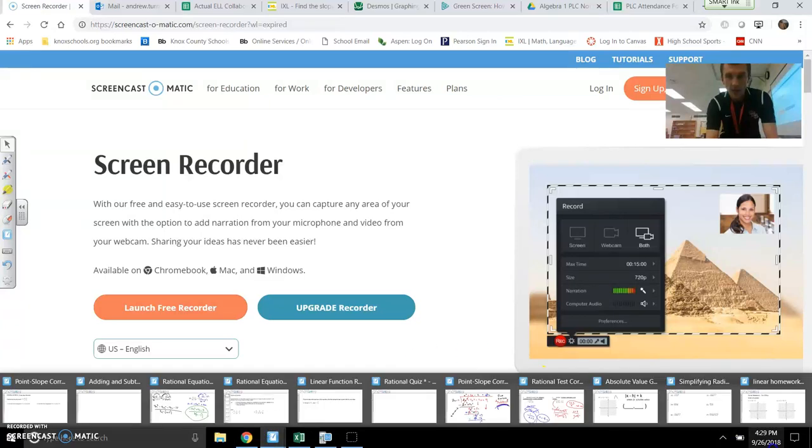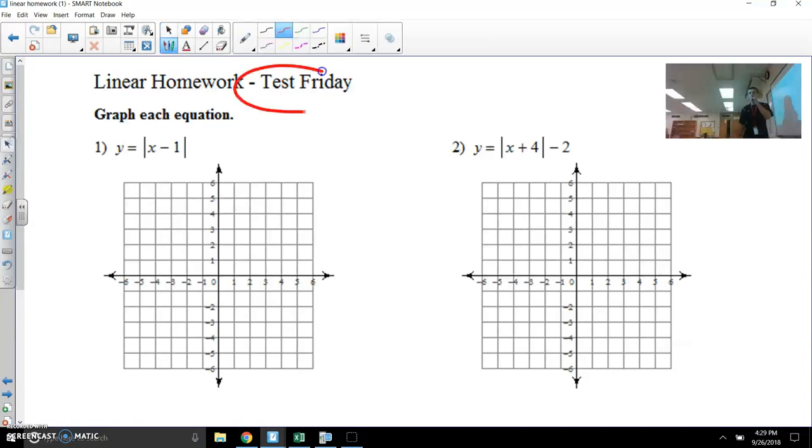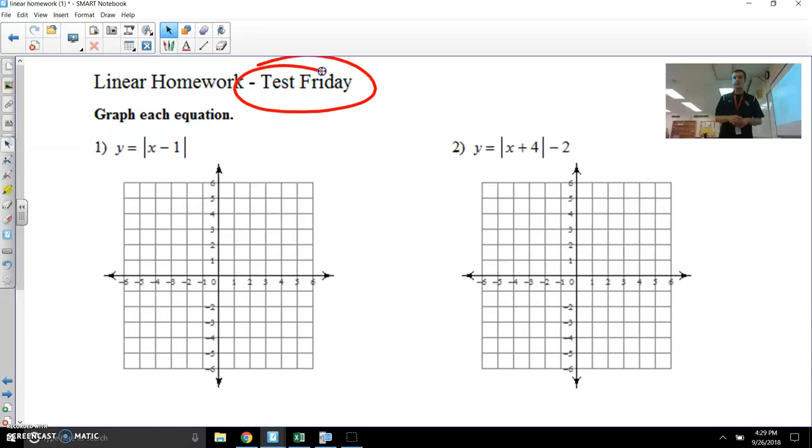Algebra 1, we've been talking about linear stuff. We're getting ready for a test coming up like Friday. That's what it says right here. Test Friday. So we're wanting to make sure that everybody is ready for that test. So let's go ahead and do some practice about some of the stuff we've been talking about.